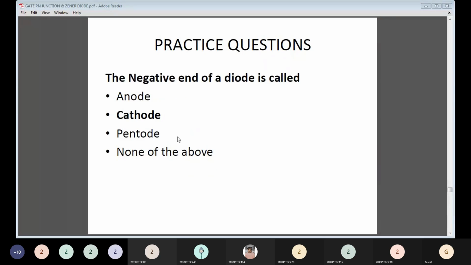Next, the negative end of a diode is called. We know that the positive end of the diode is called the anode, and the negative end of the diode is called the cathode. So here the four options they have given: anode, cathode, pentode, and none of the above. Anode is the positive terminal of the diode and cathode is the negative terminal of the diode. So the negative end or negative side of the diode is called the cathode.